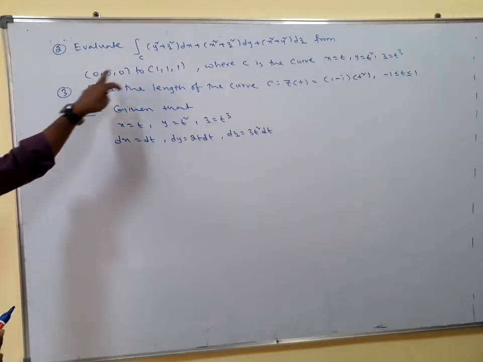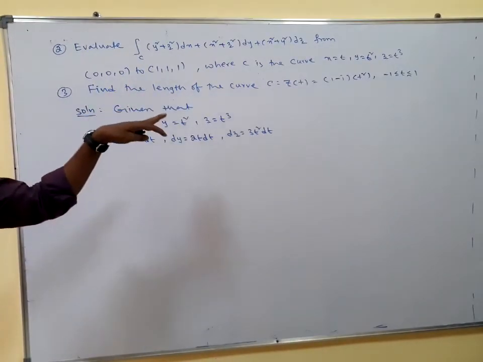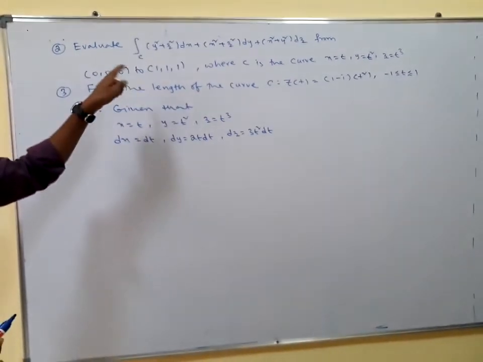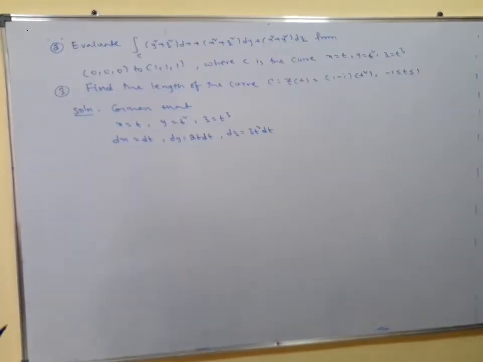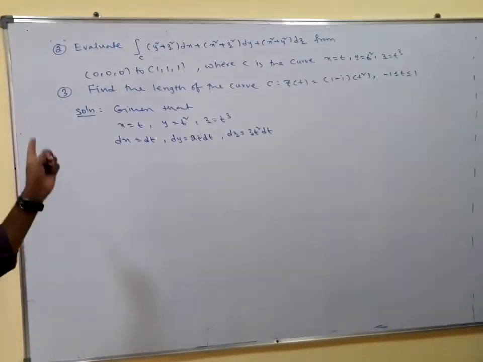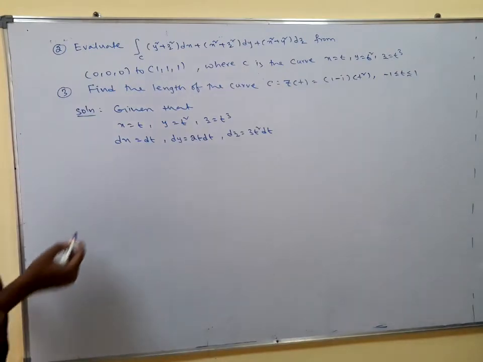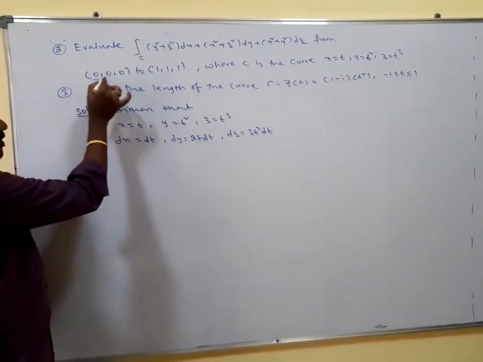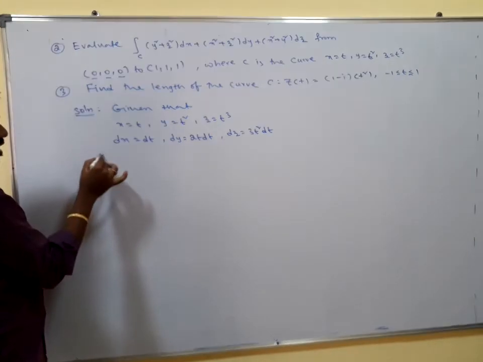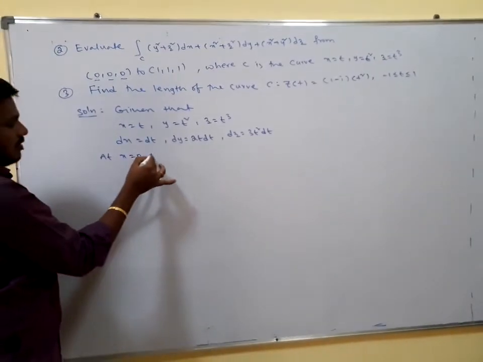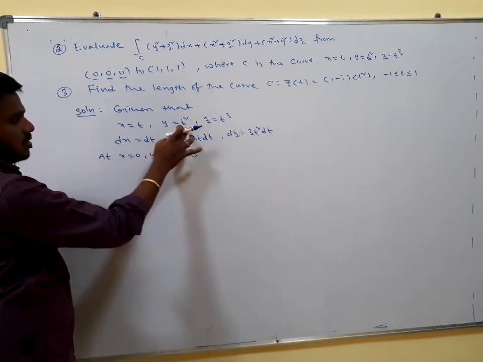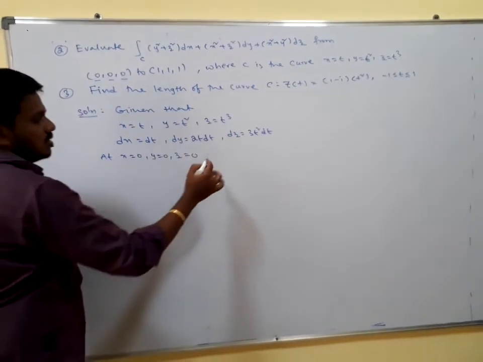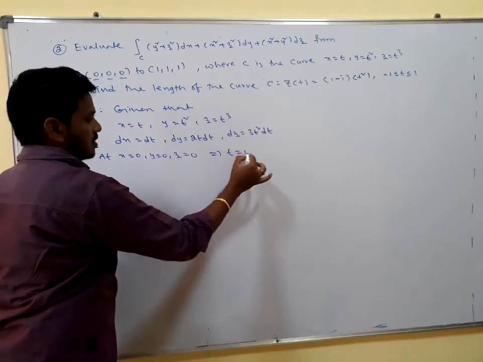Here x limit is 0 to 1, y limit is 0 to 1, z limit is 0 to 1, but there is no use for the x, y, z limits, right? We are converting the problem by using these parametric equations in terms of t. So at x equals 0, y equals 0, z equals 0, t equals 0, t square equals 0, t cube equals 0. That implies t equals 0.